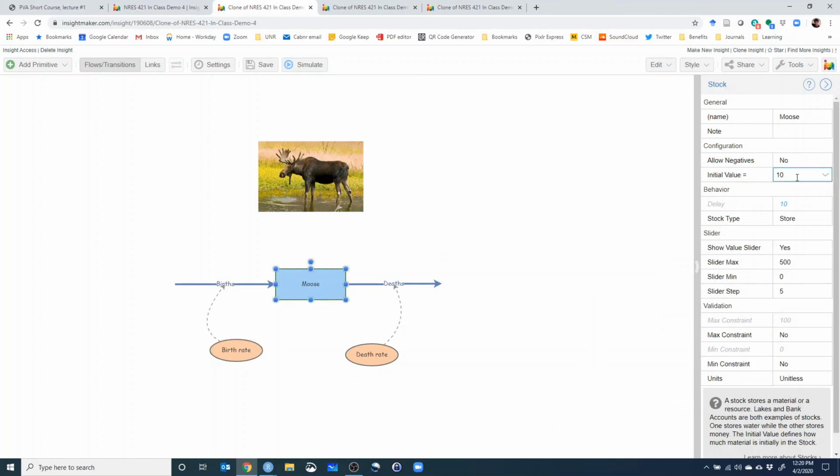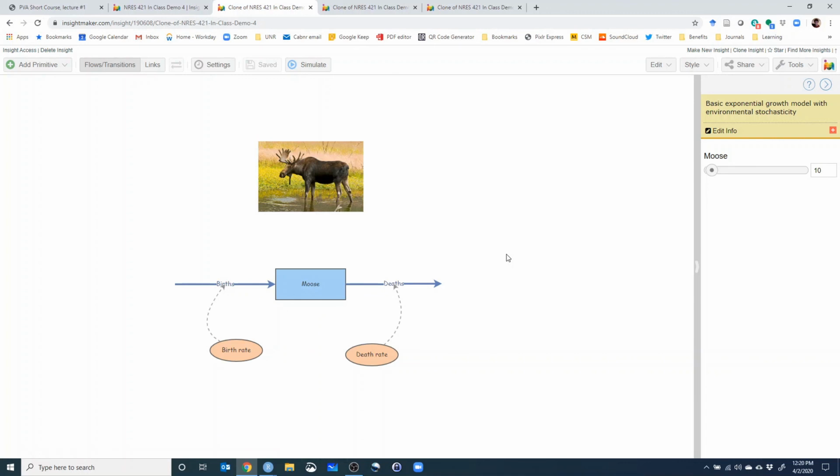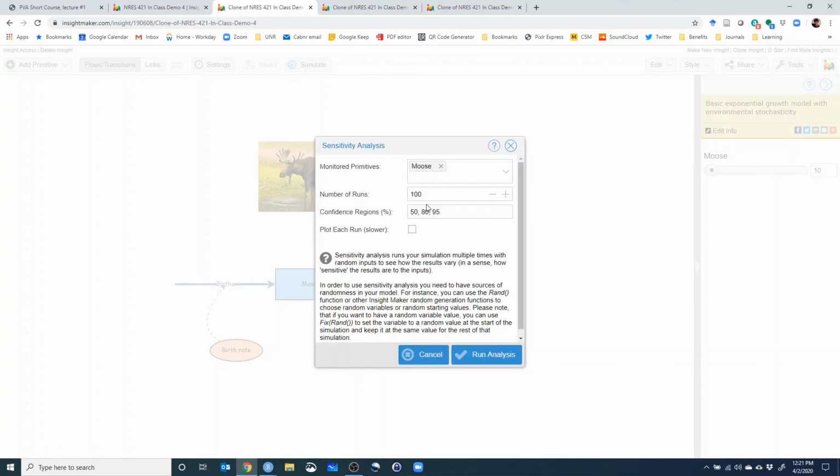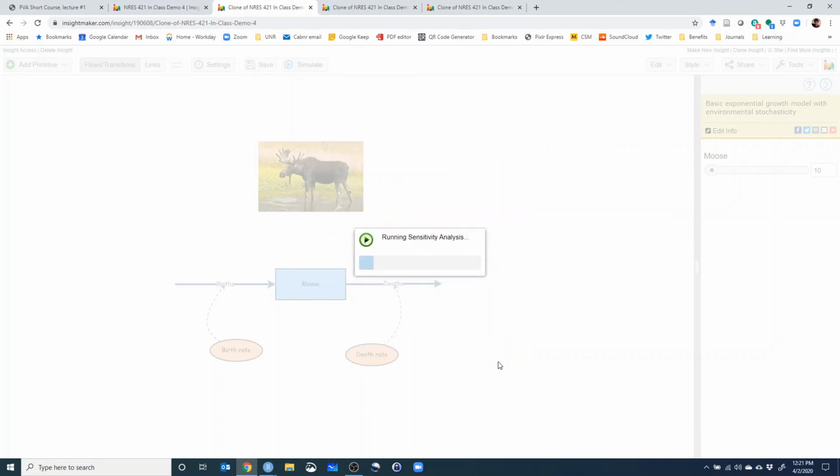Let's move this to 10. So we start the initial population size at 10, and let's run the sensitivity testing tool and run it 100 times. We're monitoring the moose population, and we can keep the confidence regions the way they are. And I want to plot each run, all right? It just takes a minute to run.